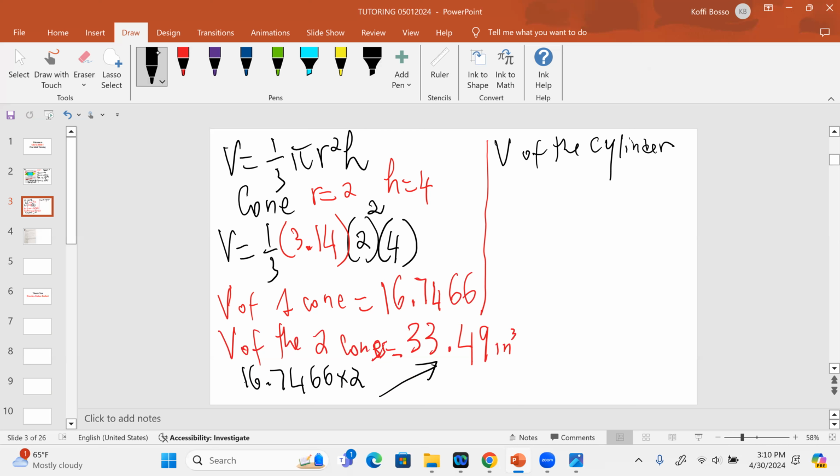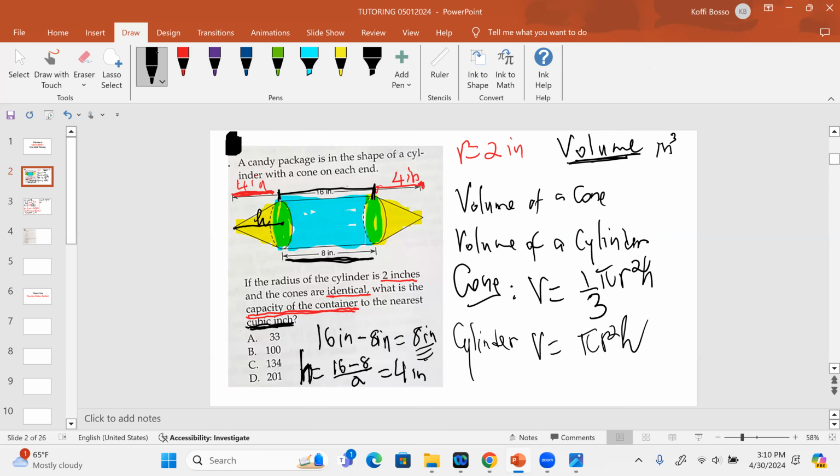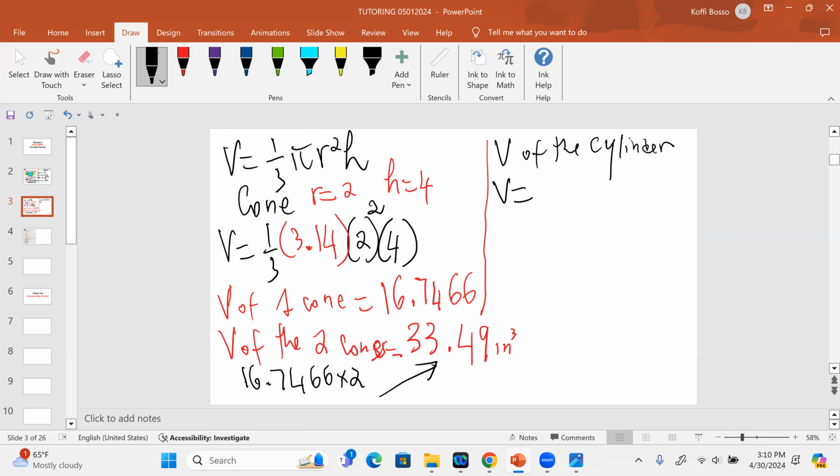Now the volume of the cylinder, the formula is V equals pi r squared h. So pi r squared h. That means we're going to have 3.14, which is pi. R is 2, we square it, and the h is, okay, that is a tricky question. What is the value of h here?